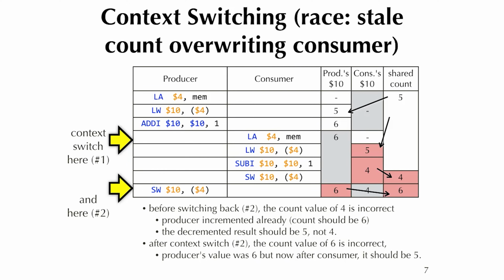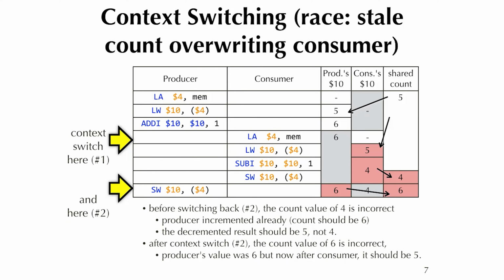See? The consumer thought it did it correctly. Yes, it did actually write back into memory. It thought it was correct, but the producer didn't know. And so by the time the producer writes it back, it's just executing that sequence of instructions. It overwrote the consumer's value. So now you have something inconsistent.